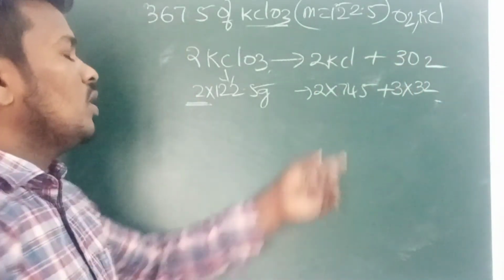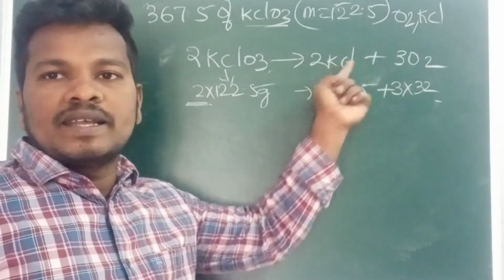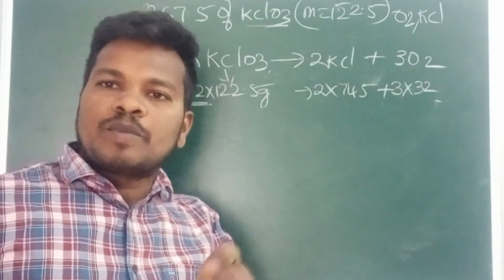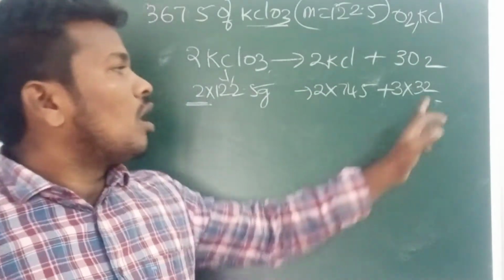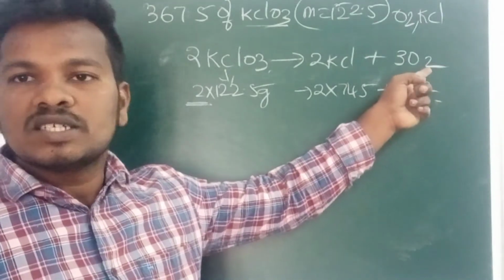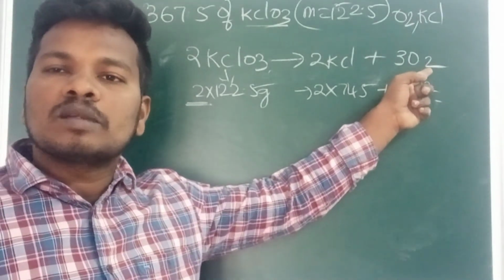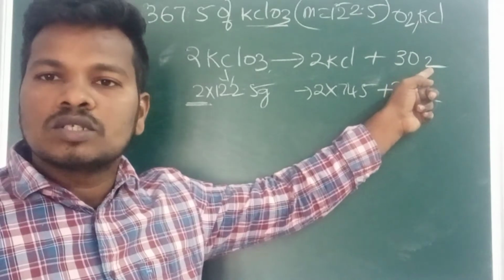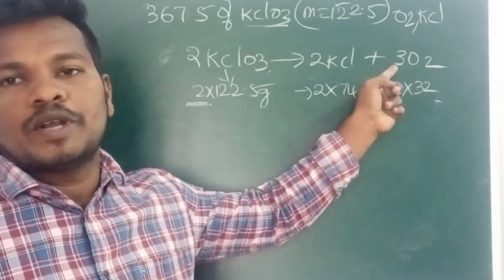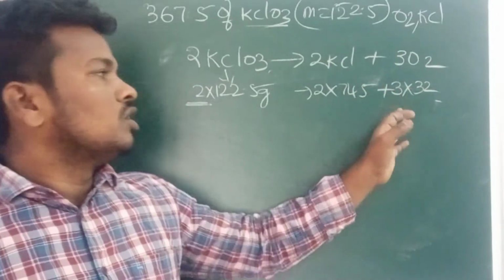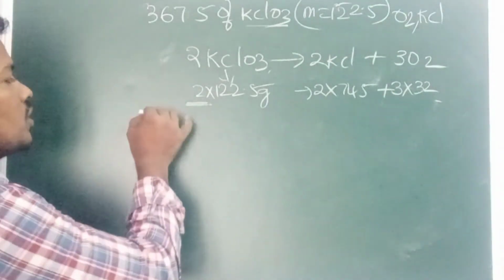Okay? How did we get the 74.5? Potassium is 39, chlorine is 35.5. If you add these two... How will we get the O2? One oxygen is 16, two oxygen atoms are there. That means one molecule of oxygen is 32. So 32 into the stoichiometric coefficient. We can take it as moles. So 3 into 32, as usual, the equation.